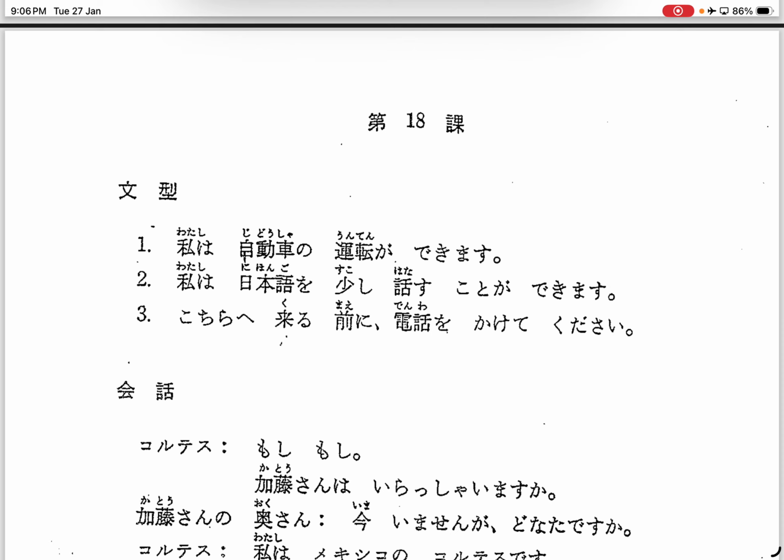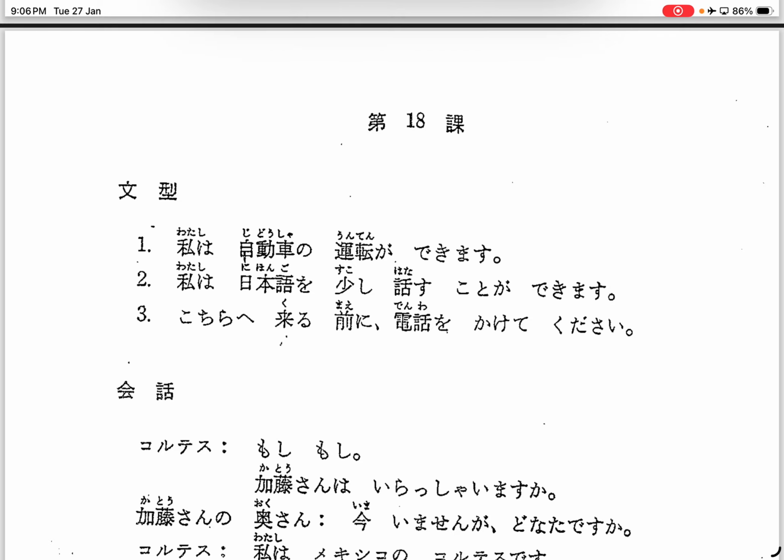Okay, lesson 18. 文型1. 私は自動車の運転ができます. So just now previously we learned できます in the vocabulary list, right? It means can. So in this case 運転ができます means can drive. 私は自動車の運転ができます. However, look at the word 運転. Usually it is in the verb form, 運転します. But we remove the します. So what did it become? A noun, right?